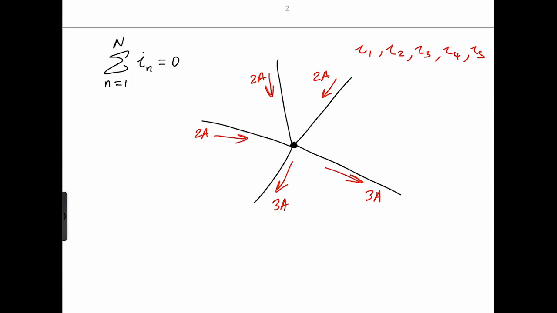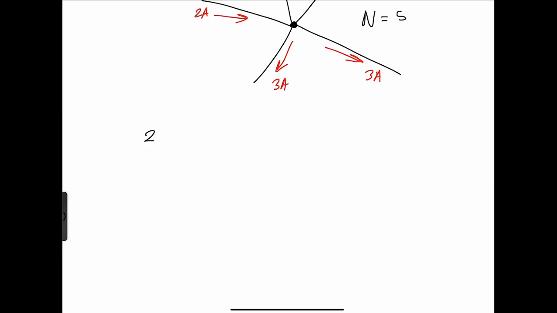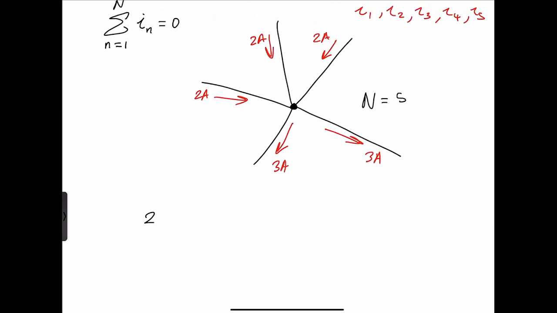So capital N is the number of branches connected to the node being analyzed. So this node is being analyzed, and N in this case is equal to 5. I of N is the nth current leaving or entering the node, which is these guys right here. They're entering or leaving the node. So if we compute that algebraic sum, and by the way, a current entering the node is positive and a current leaving the node is negative.